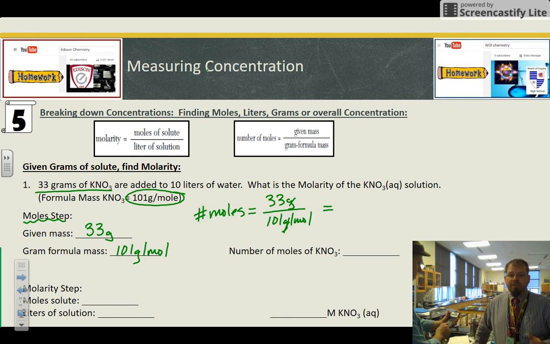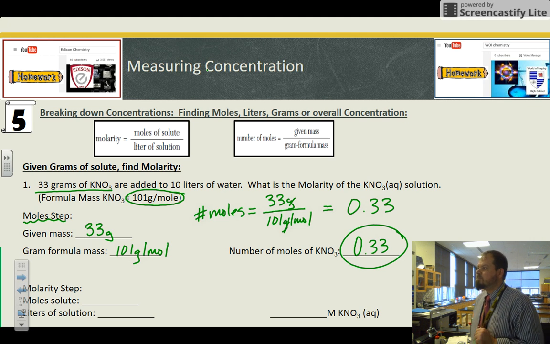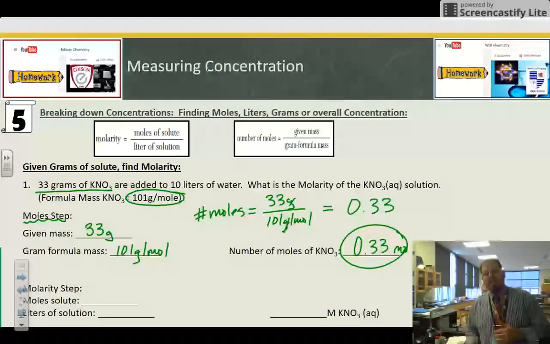So now it's 33 divided by 101. Rearranging some electrons, and we find out that we have 0.33 moles. 0.33 moles, perfect. Which is basically divided by almost 100, so it makes sense. But we're not done. That's just moles though, so that's a little m. And now we're going to use that in the next step now that I have my moles.